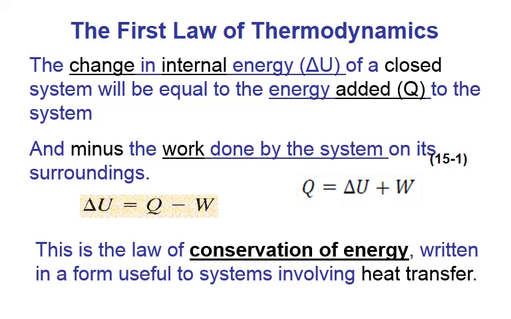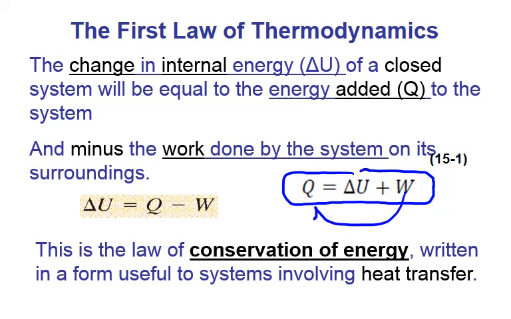So on the IB equation sheet, you'll see this Q equals delta U plus W, which is a rearranging of the equation. If you subtract W to the other side, you get the exact same thing.